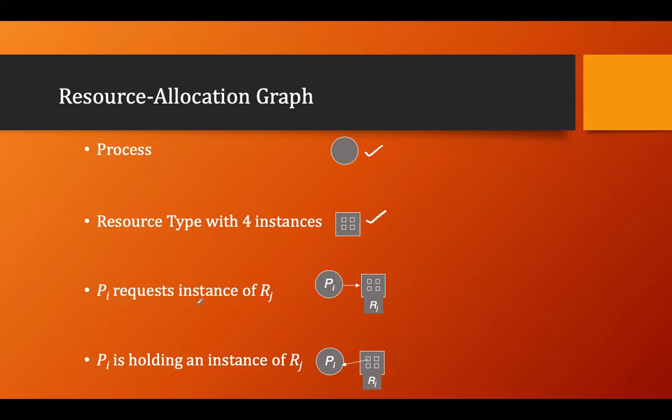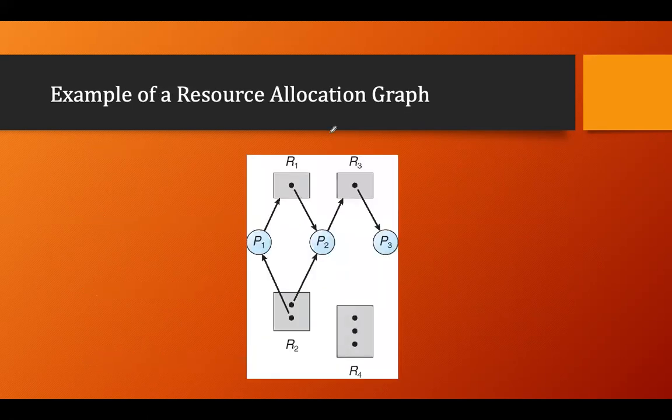If process PI requests an instance of RJ, meaning the resource, this is the way it will be requesting. And once the resource is allocated to PI, this is how it will be shown. It depends upon the arrow. If the arrow is going from process to the resource, this is requesting. If the arrow goes from resource to the process, it is holding it. Okay. This is one graph that is called the resource allocation graph.